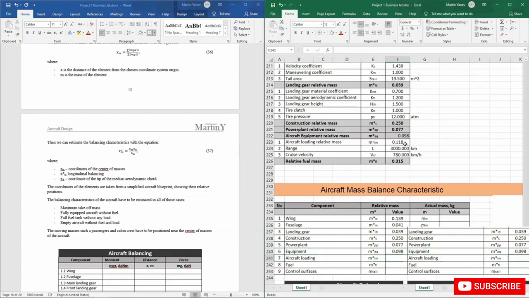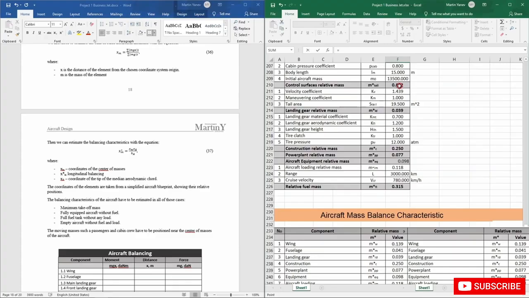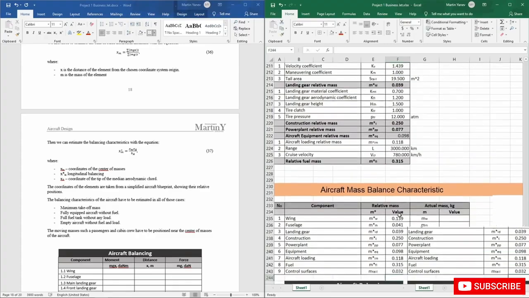Then the aircraft loading mass is here. The fuel mass is here, and finally the control surfaces mass is over here. Okay, so these are all the relative masses we have, right? Now I will show you how you can estimate all the masses just with one step.